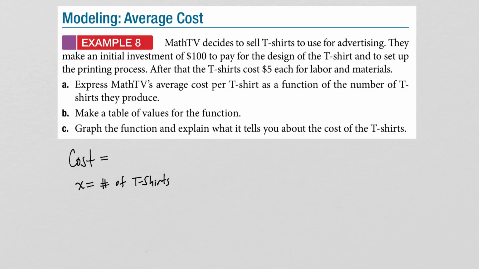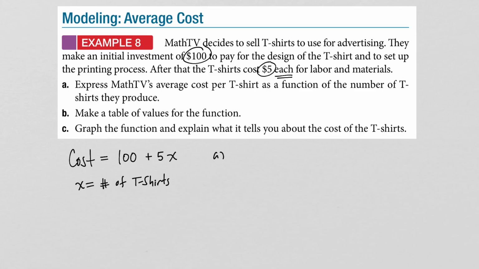How much does it cost to make X t-shirts? Well, you're going to have to pay $100 just to get the t-shirt set up, to design it, etc. And then you're going to pay $5 each for every t-shirt that you actually produce. So the cost is going to be $100 plus $5 times X.